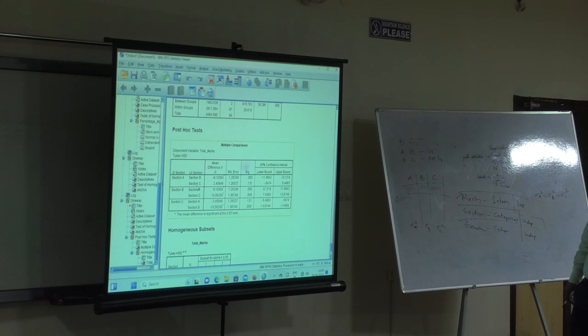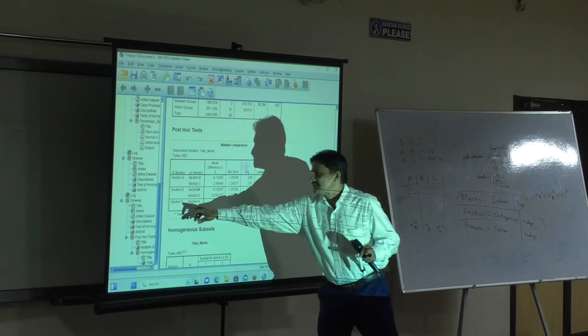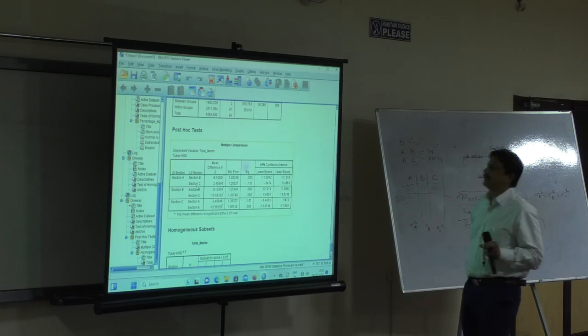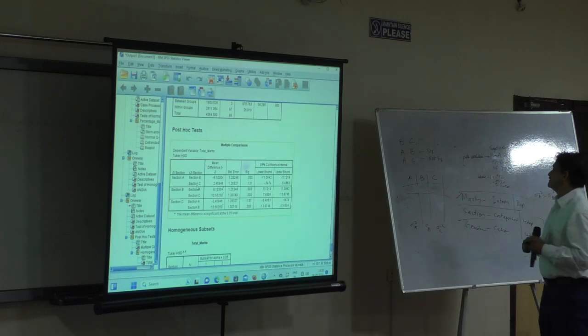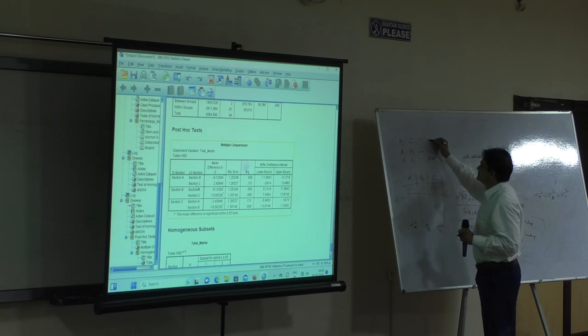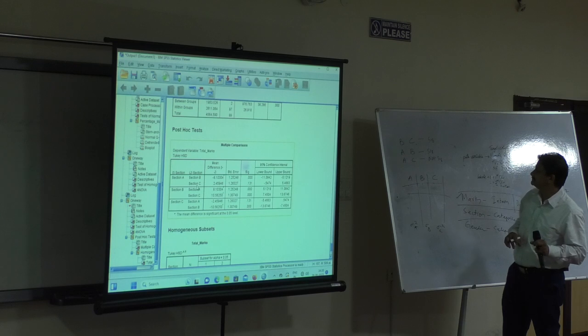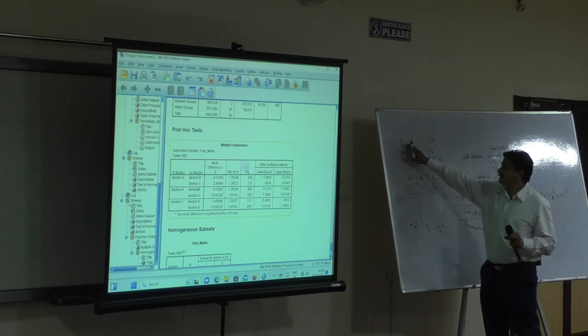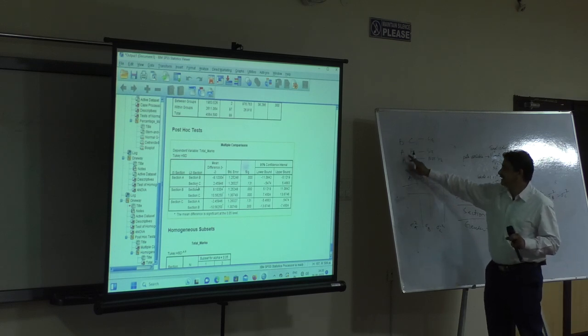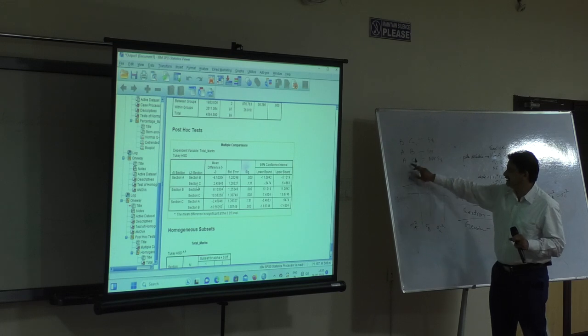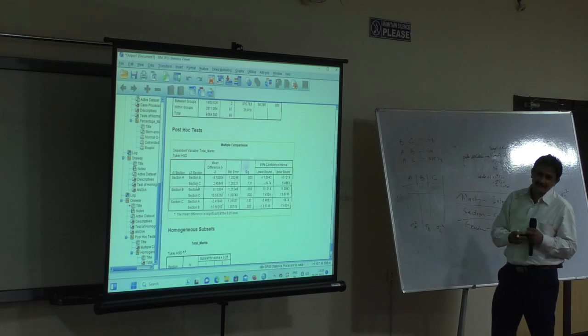B and C, what is happening with B and C? Here. C with B. B with C. 0.00. Okay? So that means it is significant. So what is the conclusion from this? B and C are different. A and B are different. Okay, that means B is different. What is the conclusion?